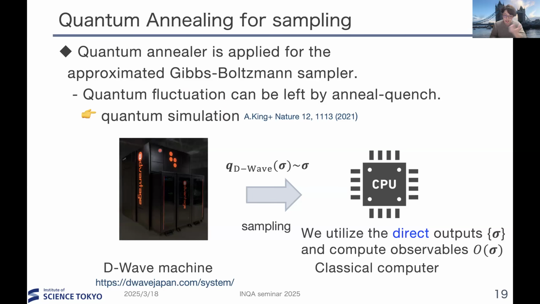In this case, the D-Wave machine, from the intrinsic distribution of the D-Wave, we sample from sigma. And in the classical computer, we utilize the direct output of sigma and compute the observable. In this case, the Metropolis accept or reject step is not included. So in this case, these samples do not necessarily follow the target Gibbs-Boltzmann distribution.